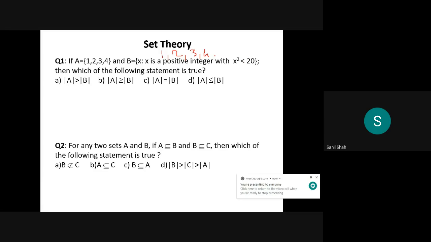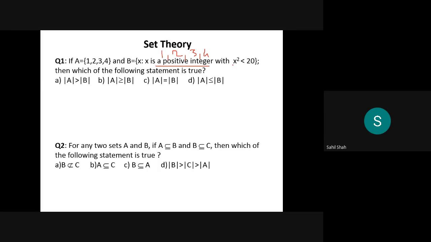Can I have here 5? I cannot have 5 because 5 square is 25, which is greater than 20. It does not satisfy this condition. Again, somebody may have a doubt in mind. Why only 1, 2, 3, 4? Why not 0? Why not minus 1? It is specially mentioned that x has to be a positive integer. So positive integers are the integers greater than 0 up to infinity.